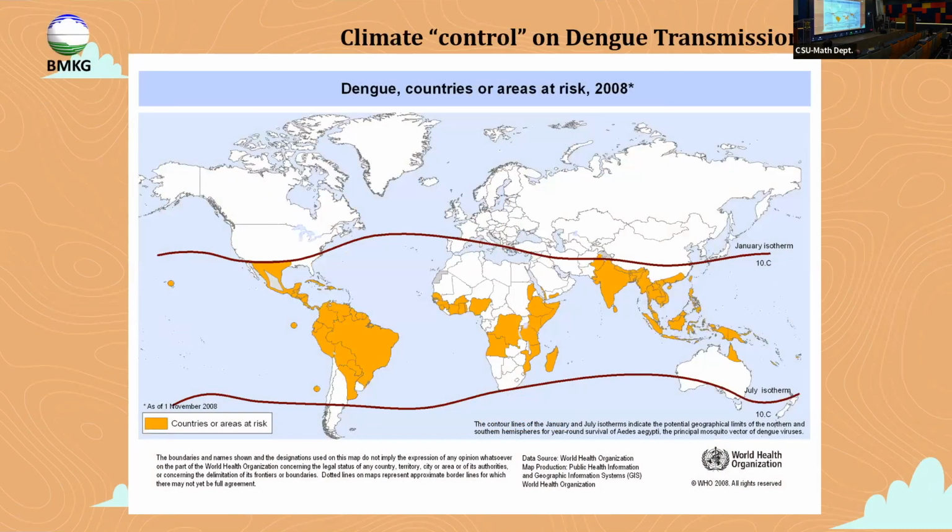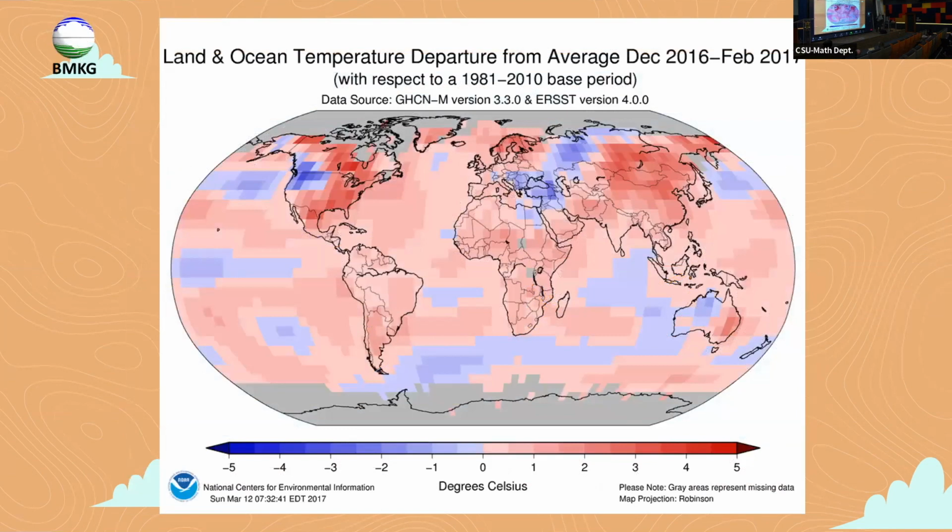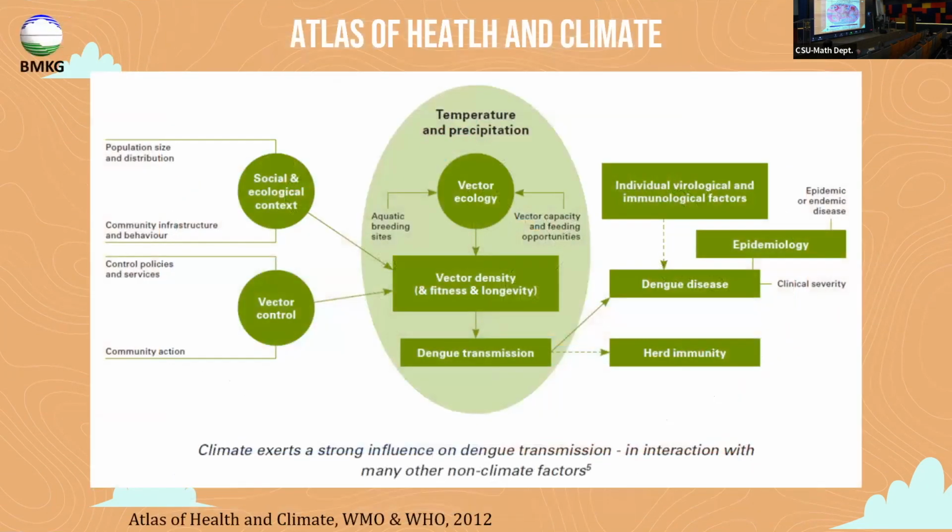I think you already know the climate control on dengue transmission. Dengue is a vector-borne disease, so the life cycle of the mosquito is already impacted by the climate. In order to see the climate, we can see the heat map and also the precipitation, humidity, and so on. This is the map from the Atlas of Health and Climate, WMO and WHO, 2012.